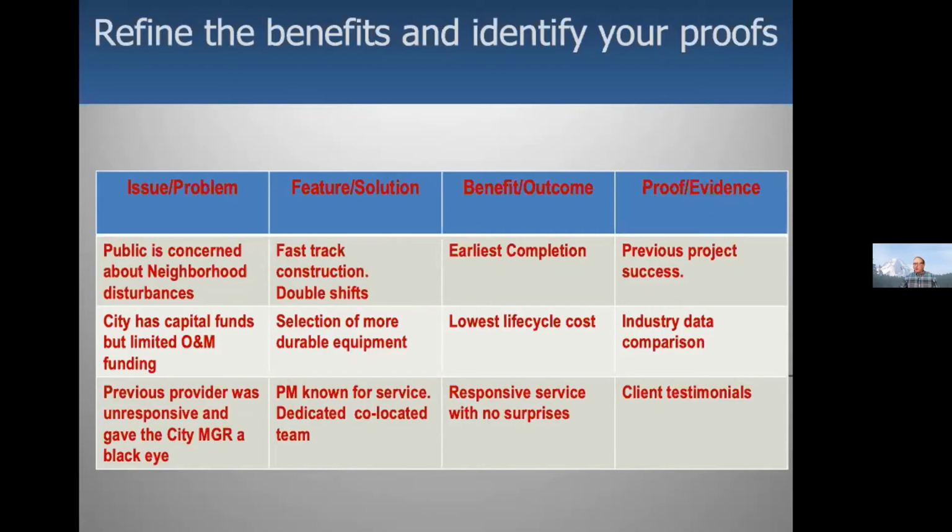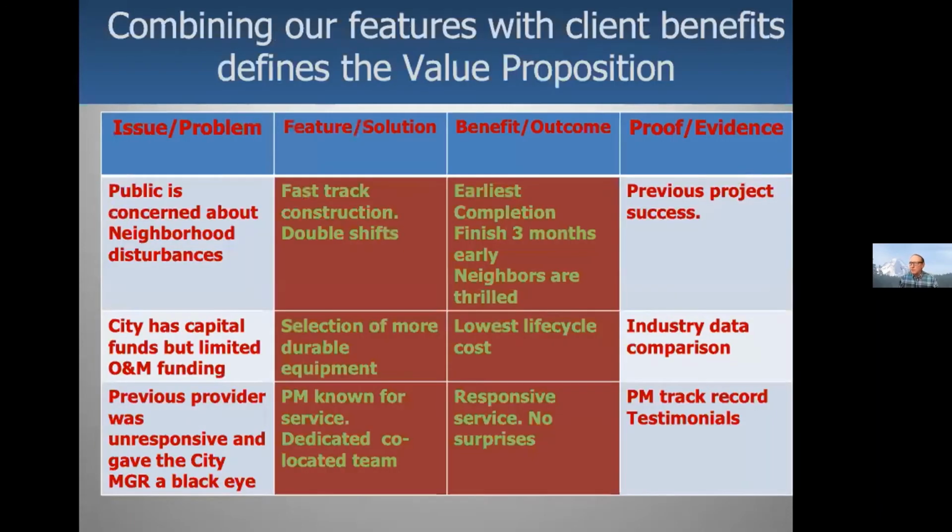So now we've got our PSOE all filled out. So now what do we do with this? How do we turn this into a message or a value proposition? Well, we take the middle two columns. So we take a feature and a solution. We mash them together. We do a little wordsmithing. And so we say, well, if we give you fast track construction with double shifts, you'll get the earliest completion. We can finish 3 months early. The neighbors are going to be thrilled. We're going to provide you more durable equipment. It's going to cost you a little more, but it's going to give you that lowest life cycle cost. And we're going to give you that project manager that's known for service and a dedicated team. What you get is responsive, no surprises service.